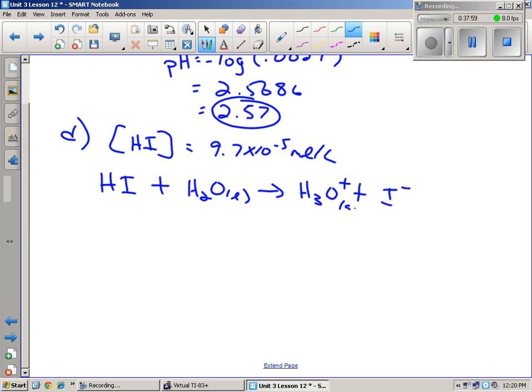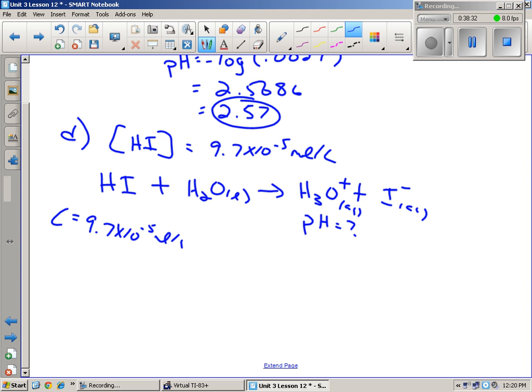pH measures that, right? So in this question here, we're told this concentration, 9.7 times 10 to the negative 5 moles per liter. That's what I'd like to see for this question, or any question that looks kind of like this, where you have HI or sulfuric acid or hydrochloric acid, whatever. Because really that's what's going on here.